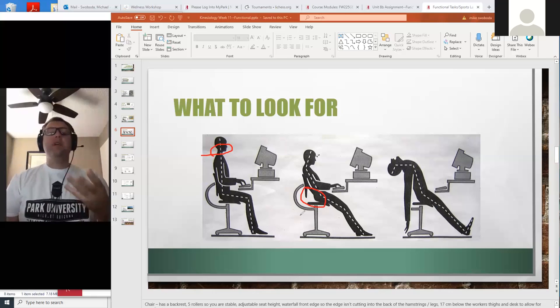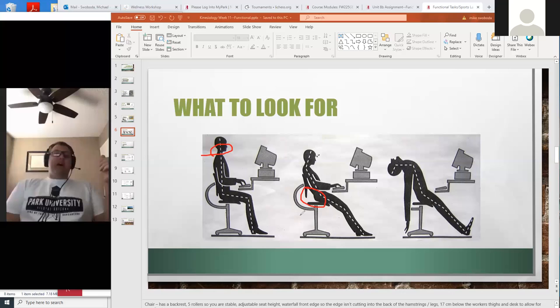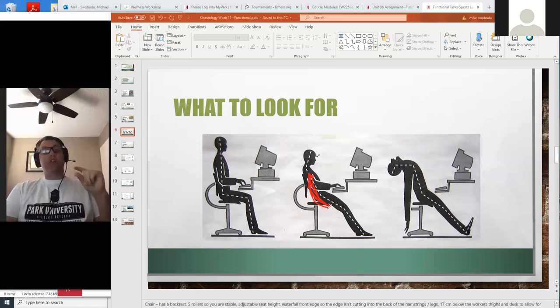The big problem you get here is when you slouch. The problem with it is that when you slouch, and this picture doesn't do the best job of it, you're rounding this out. When you round that out, you're putting more stress on the low back, on the lumbar spine. Because if I'm sitting here, I have my ischium and I have my sacrum and coccyx that are taking a lot of the force here.